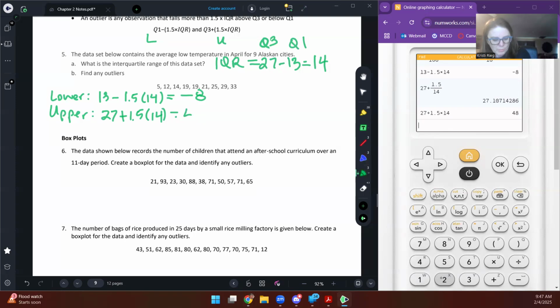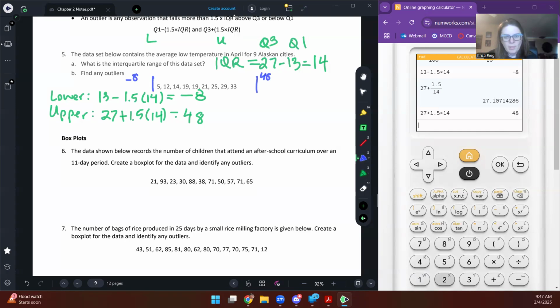And so what we're looking for here is, on our list of numbers, are there any numbers smaller than negative 8? Nope, because our minimum is 5. Are there any numbers bigger than 48? Nope, because our biggest number is 33.